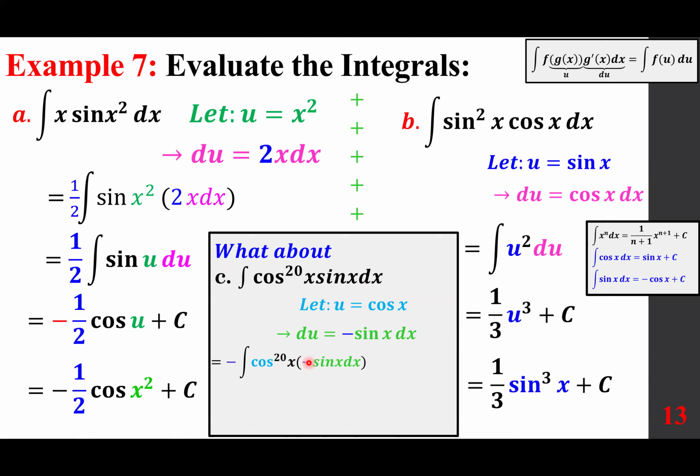It's important to know that means -1, that means -1, and their product is +1, so it's acceptable. So we are looking at minus the integral of cosine to the power of 20 x times negative sine x dx. So we are looking at u to the power of 20 du inside the integral sign. Obviously, we keep the negative sign, and this is 1 over 21 u to the power of 21 and a constant. So we get -1 over 21 u to the power of 21 and a constant. Replace it with cosine, and we are done.